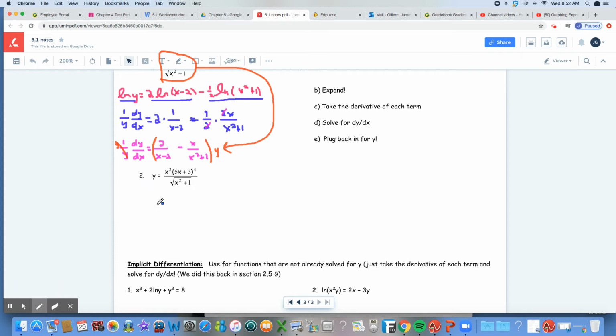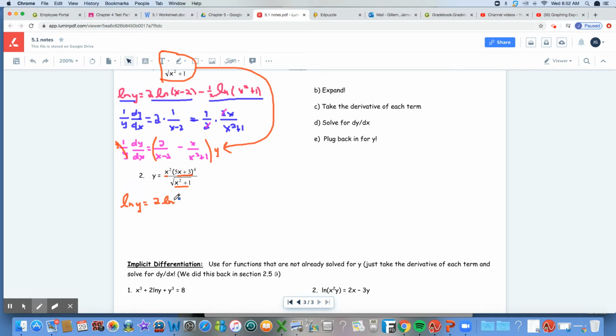So we're going to take the natural log of both sides and expand it. So it's going to be the natural log of y equals, all right, so we've got to expand this. So we have 1, 2, 3 different terms. So we're going to have 3 logs. All the exponents go in front.